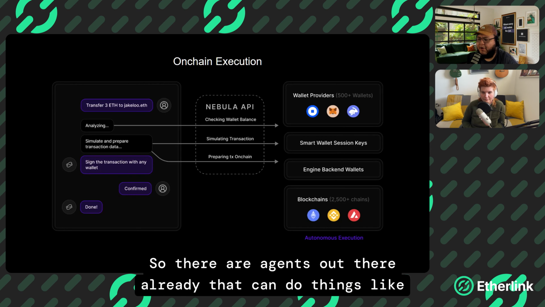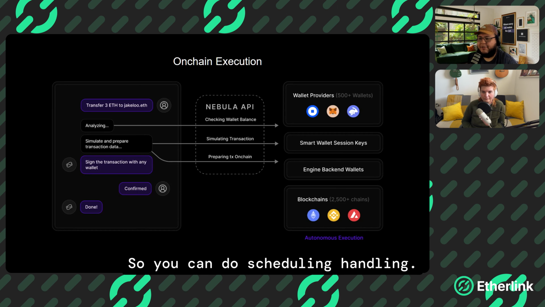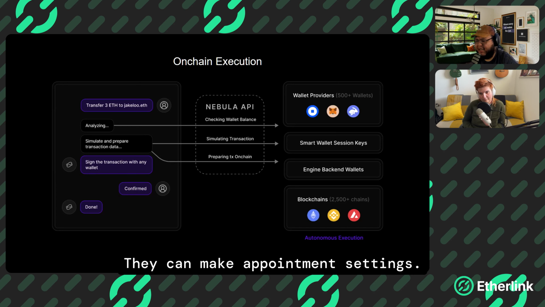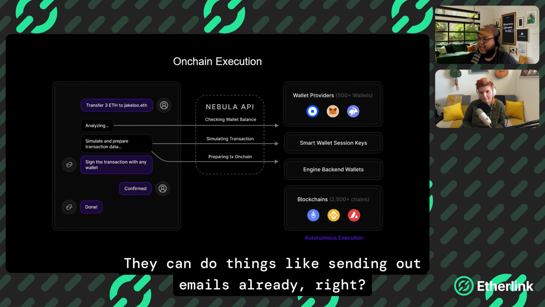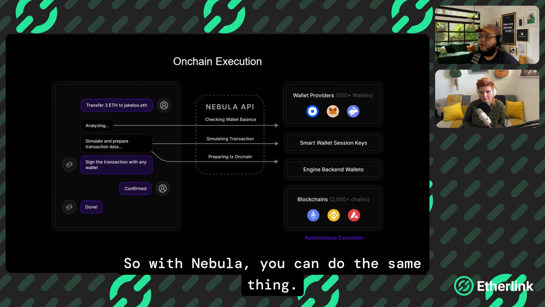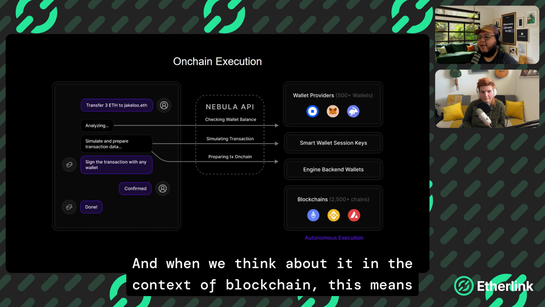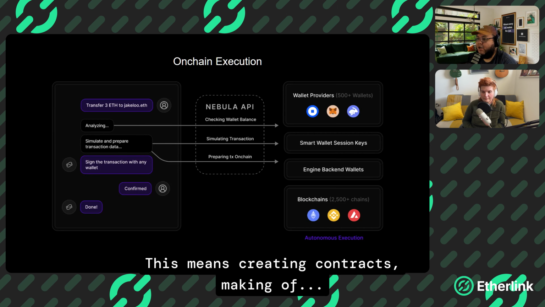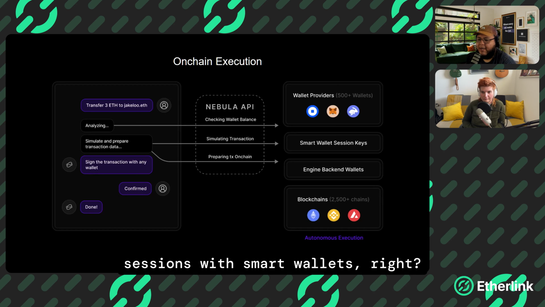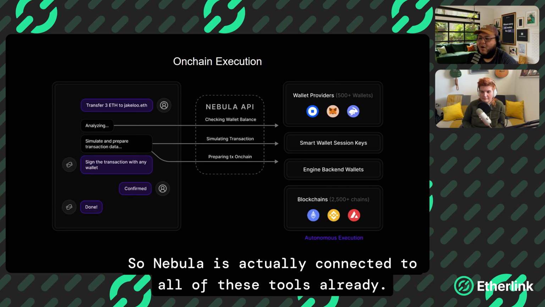There are agents out there already that can do things like schedules. There are some really good personal assistant agents, so you can do scheduling, they can make appointments, and they can do things like sending out emails already, right? These are actions being done in an AI format. With Nebula, you can do the same thing. You can perform actions. In the context of blockchain, this means sending transactions, creating contracts, making sessions with smart wallets, calling your engine instance and having transactions sent. Nebula is actually connected to all of these tools already.